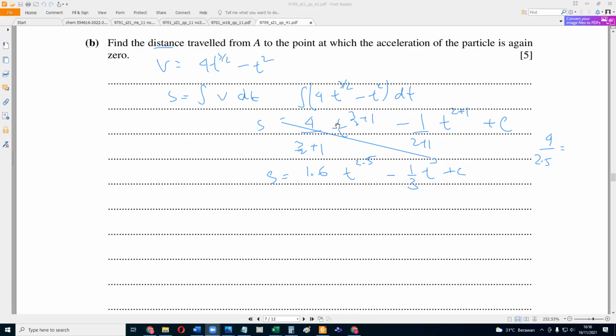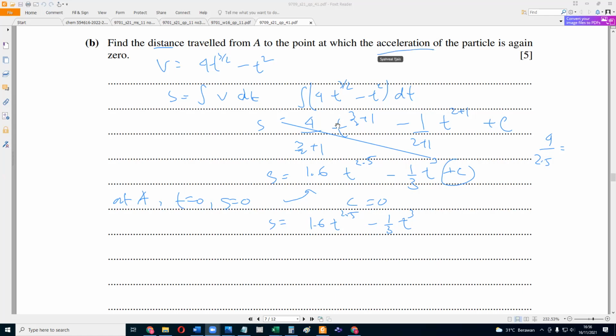So this is the value for the formula of S. What is the value of C here? At A, when t equals 0, S equals 0. If we put this number into this equation, we have C equals 0. So the formula of S is 1.6 t to the power of 2.5 minus 1/3 t cubed.